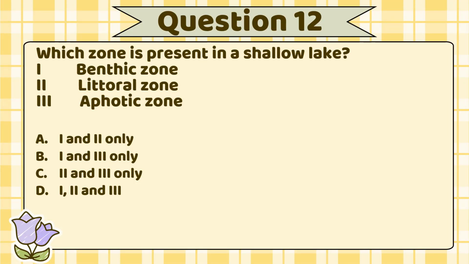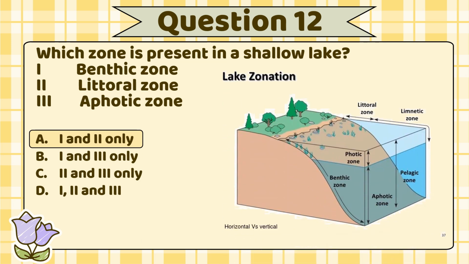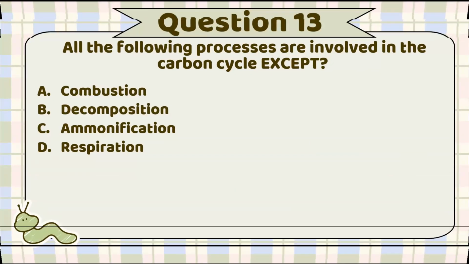Question 12. Which zone is present in a shallow lake? The answer is A, 1 and 2 only. This is because aphotic zone is the portion of a lake or ocean where there is little or no sunlight. If the lake is shallow, therefore sun can penetrate all the way to the seabed.